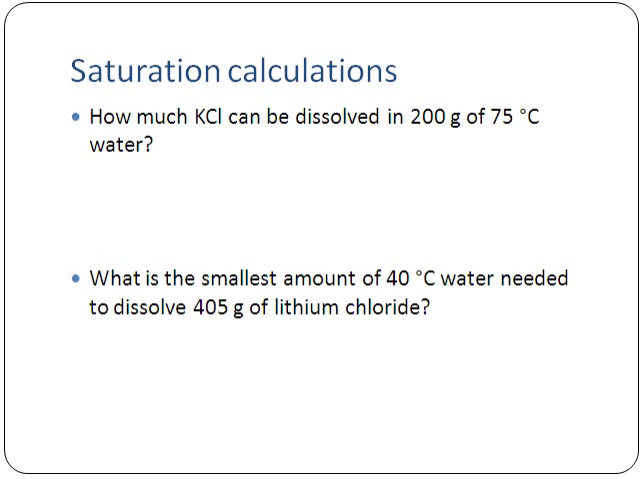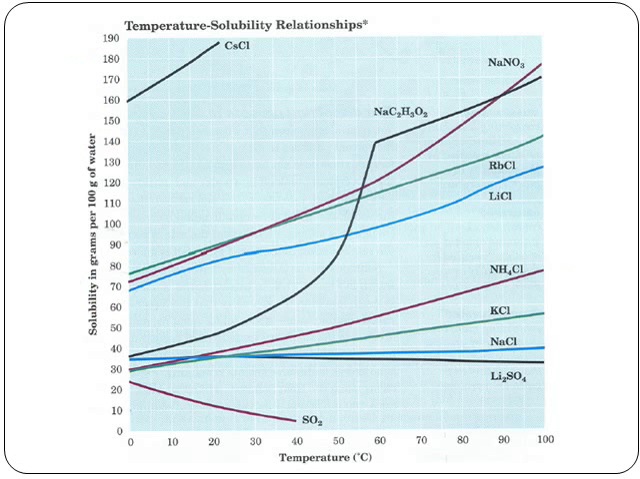And so what you want to do is go to your chart here. We have potassium chloride at 75 degrees. Potassium chloride, KCl, is this guy right here. We're at 75 degrees. That's right here. We want to go up to the top, and we meet this point right here.